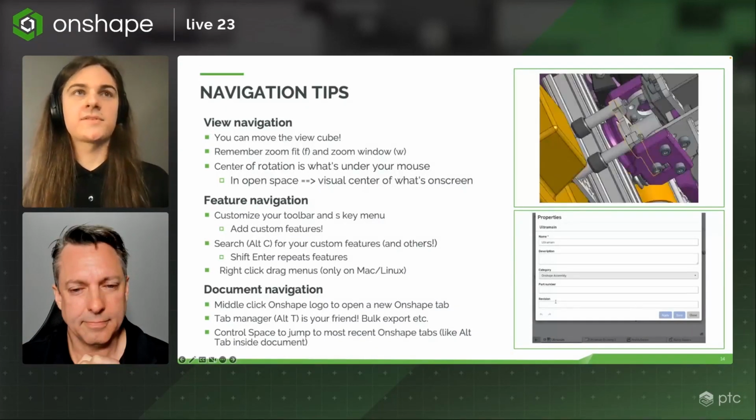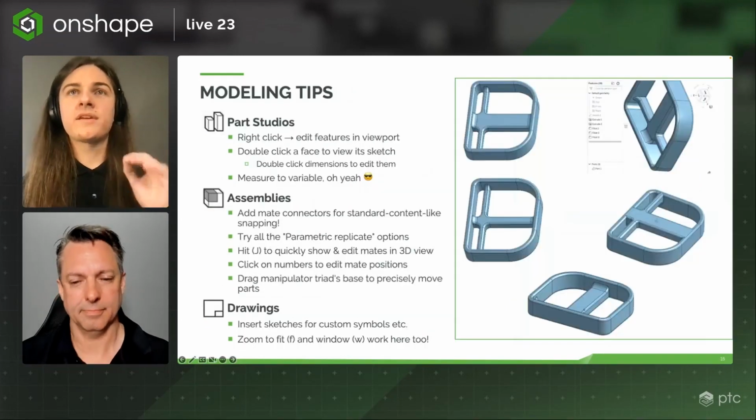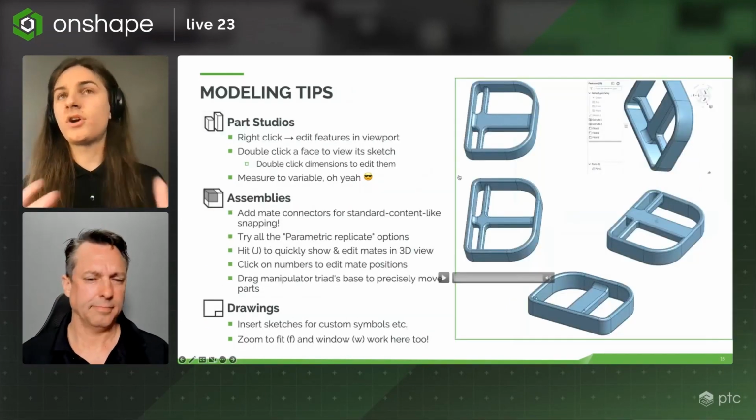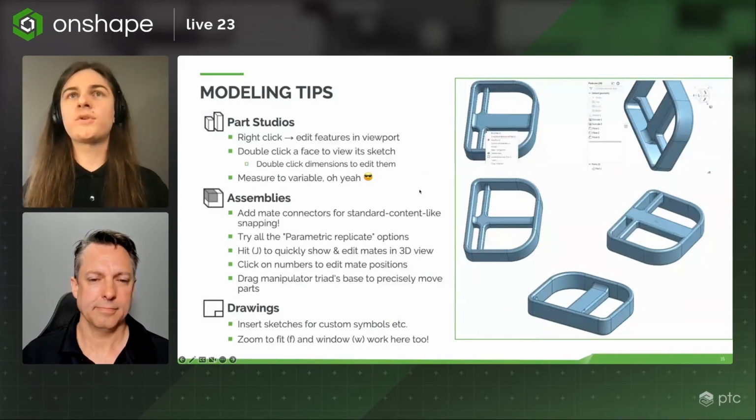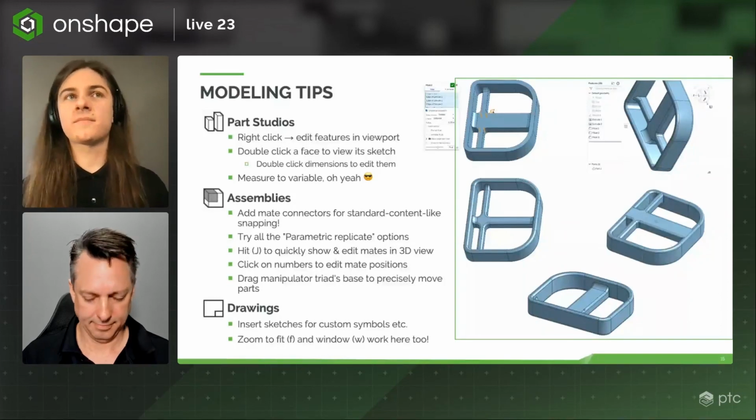Next up, we have some modeling tips. So in Part Studios, one thing that I love is that you can right-click geometry and then edit the corresponding feature. So say you have 50 fillets in your feature tree and you don't know which one to edit. Just right-click one of the fillets, hit Edit Fillet, and you're editing.